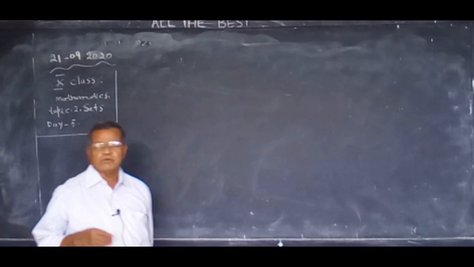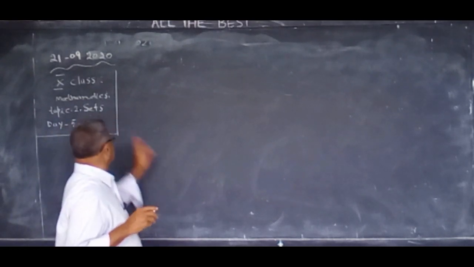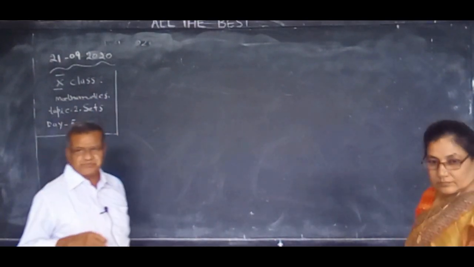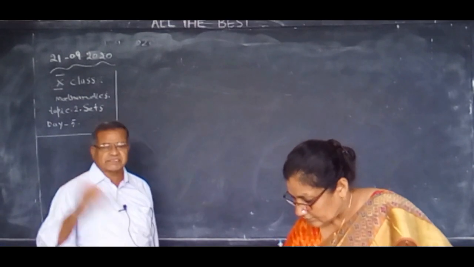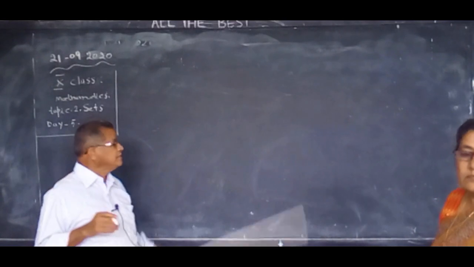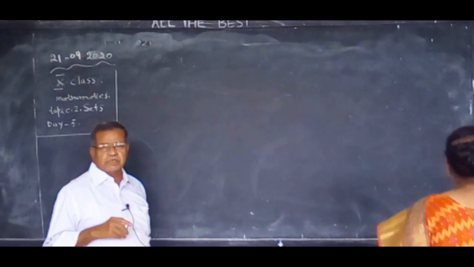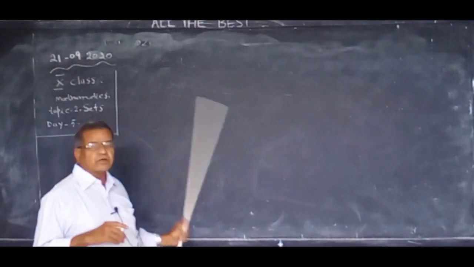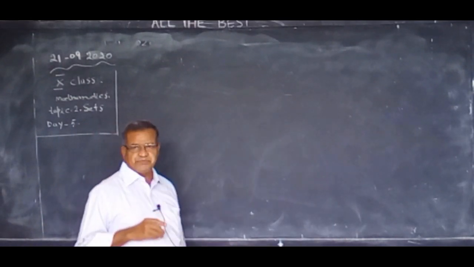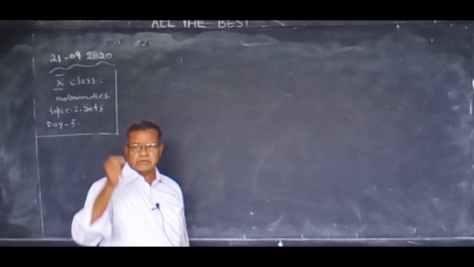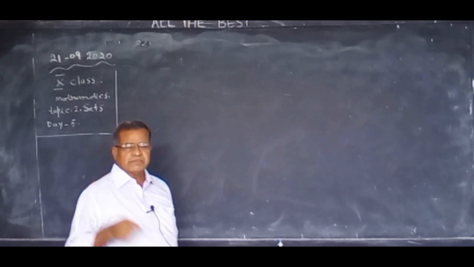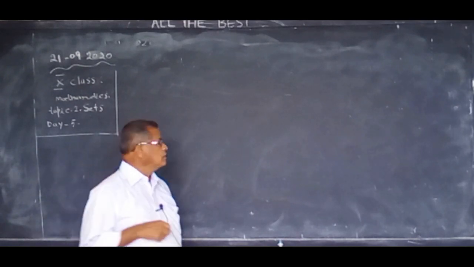We are discussing sets. What is a set? It is a collection of well-defined, distinct objects. The objects of the set are called elements. A set is written with the elements separated by commas and enclosed with curly brackets.